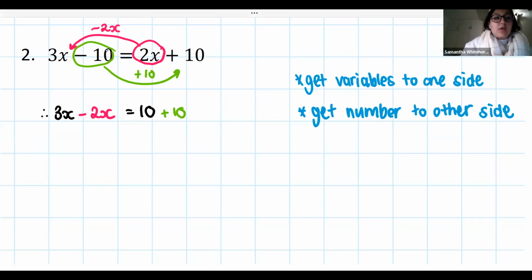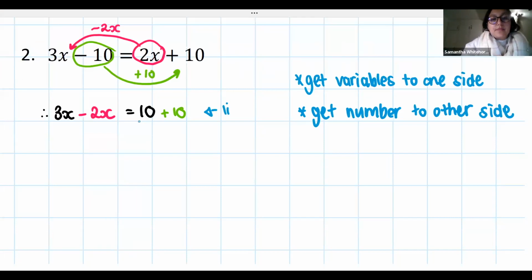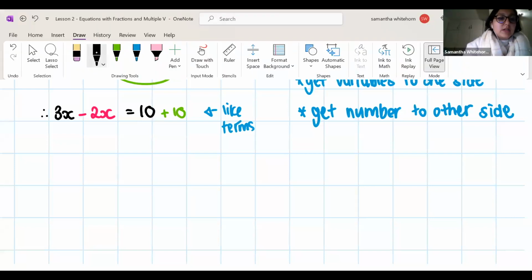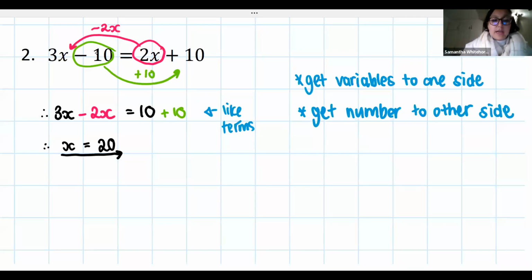Now what we have is a situation where we have these like terms here. And because we know they're like terms, we can add and subtract them. So 3x minus 2x is x, and 10 plus 10 is 20. And so we've solved for x.